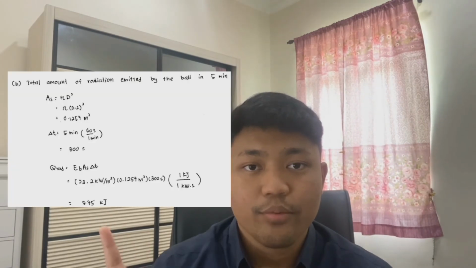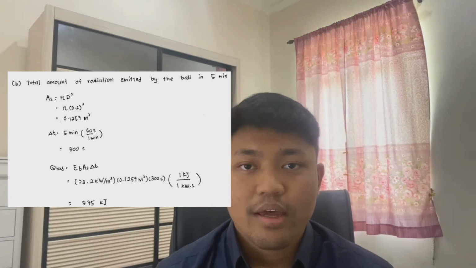So the ball will emit 23.2 kilojoule of energy in the form of electromagnetic radiation. For question 1B, the question asks us to find the amount of radiation emitted by the ball in 5 minutes. Firstly, we must find the surface area, which is pi d squared, and we will get around 0.1257 meters squared. Then we convert the time from minutes to seconds, which is 300 seconds. To calculate the amount of radiation, we use this formula. We get the answer 875 kilojoule, which means the ball loses around 875 kilojoule of energy in the form of electromagnetic waves to its surroundings in 5 minutes.